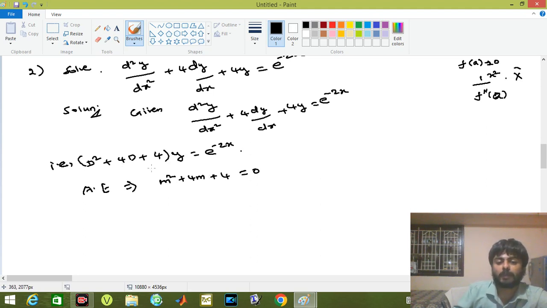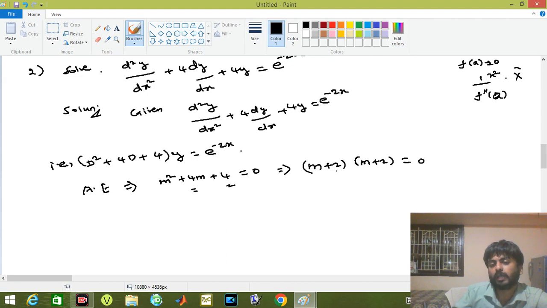Now m square plus 4m plus 4 equal to 0. So you can factorize it if possible. Think whether it is possible. Yes, it is possible. You will have (m plus 2) into (m plus 2) equal to 0. On multiplication you get the product 4, on addition you get the sum 4. So here m equal to minus 2 repeated twice, which means m1 equal to m2 equal to minus 2. That is what we have obtained.